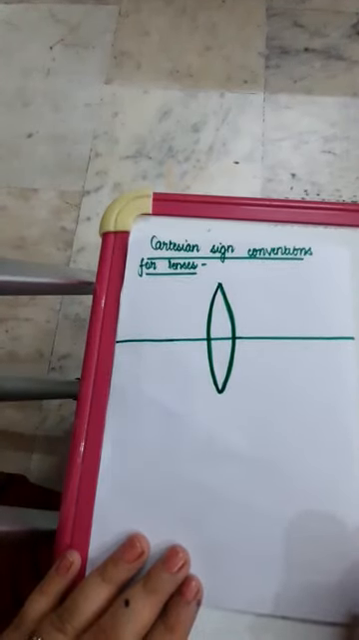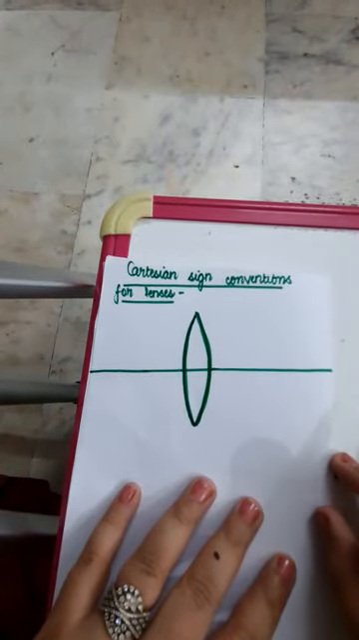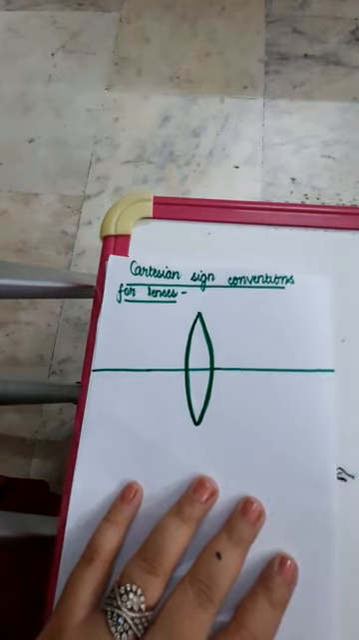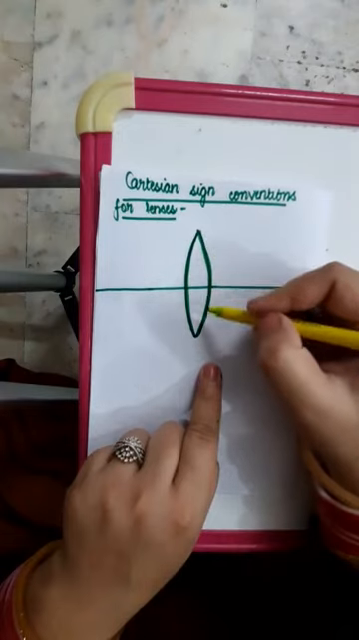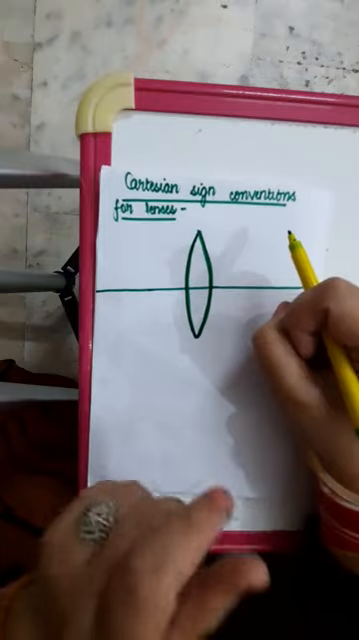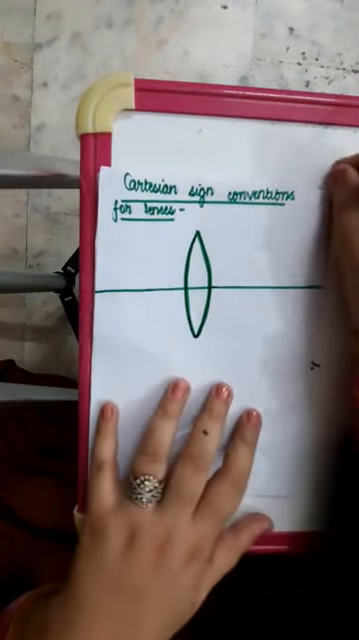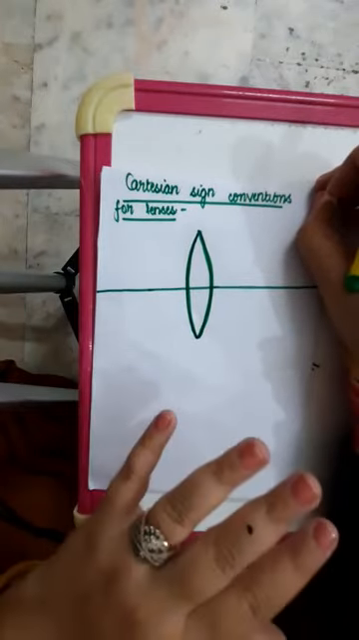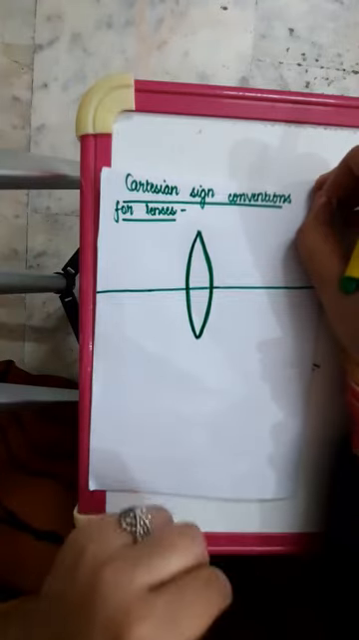Dear students, in this video, we are going to discuss Cartesian sign convention for lenses. So, right now, you can see a convex lens in front of you. Here it could be a concave lens also. The sign conventions are absolutely the same for both of them. Sign conventions are very important when we are locating an image.